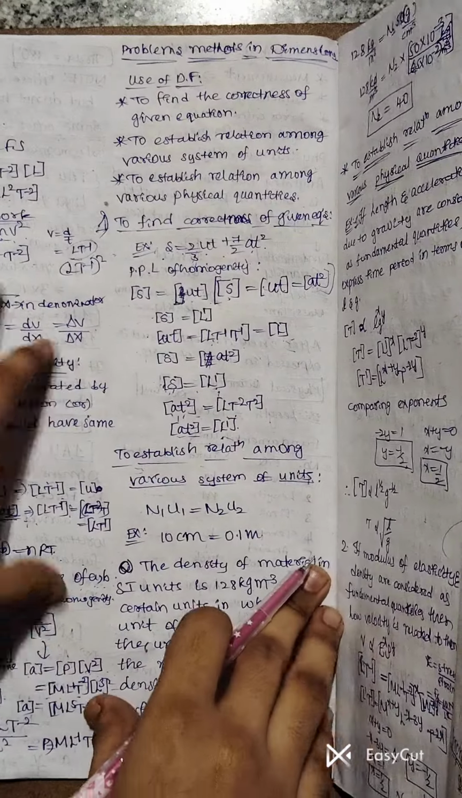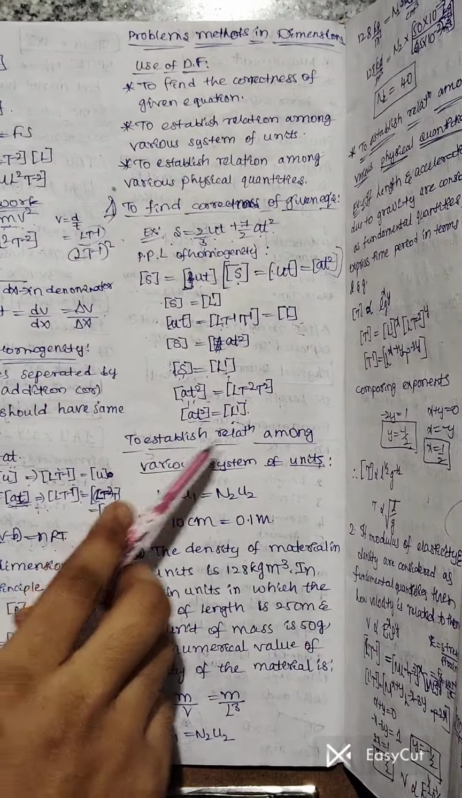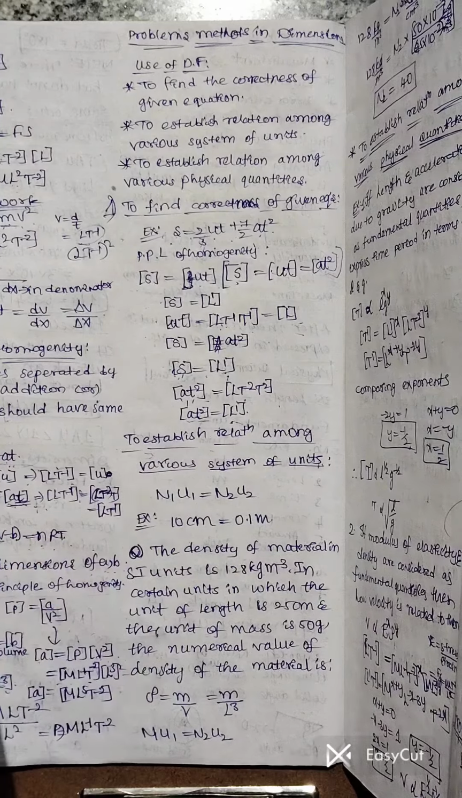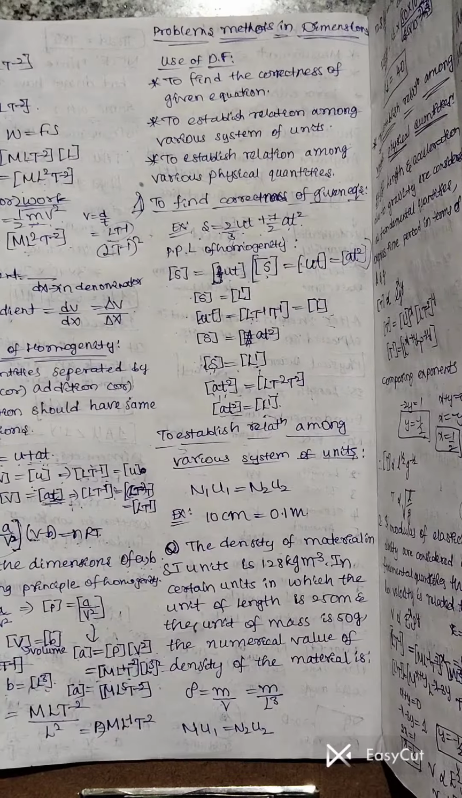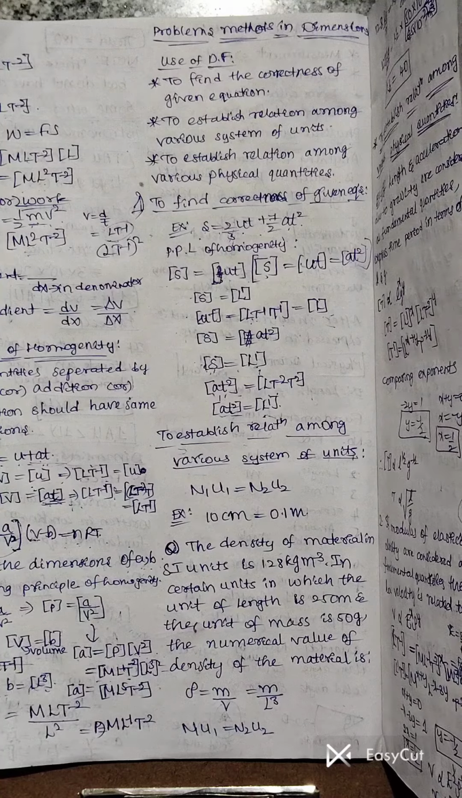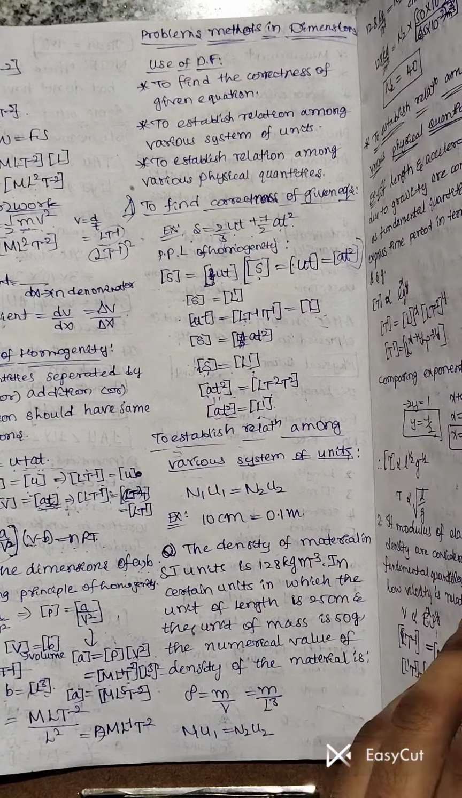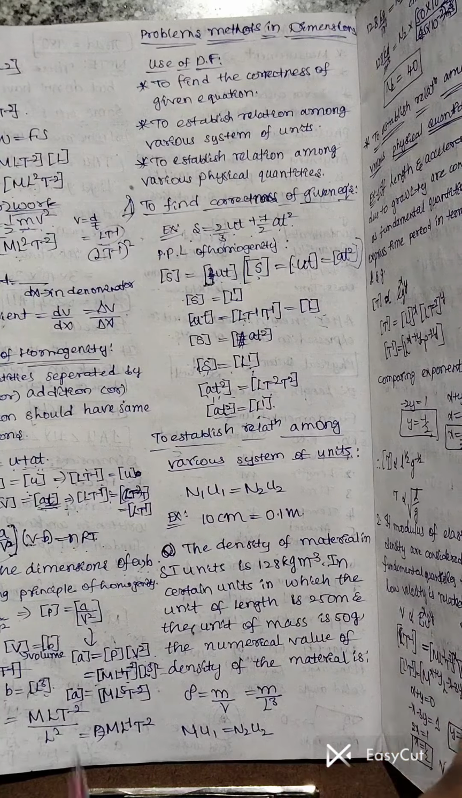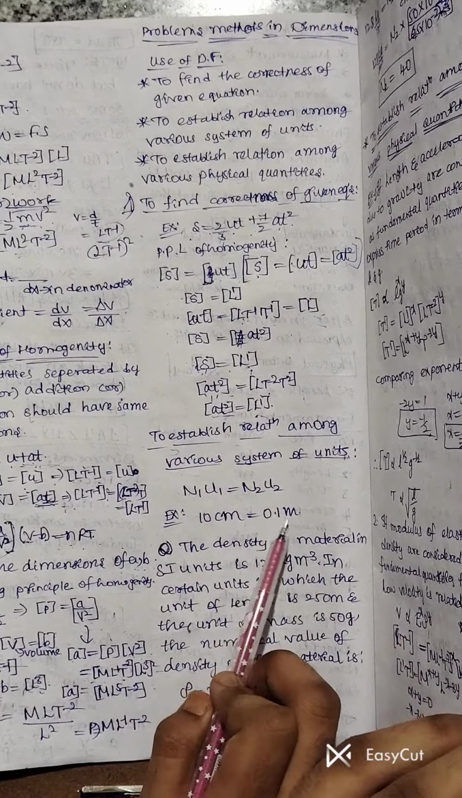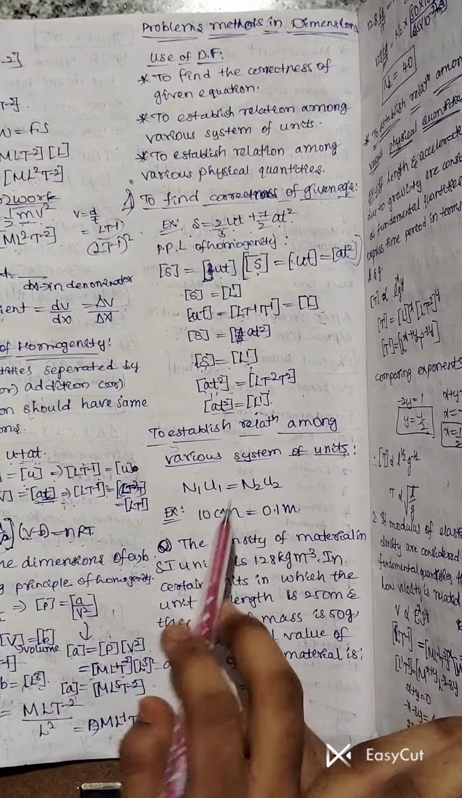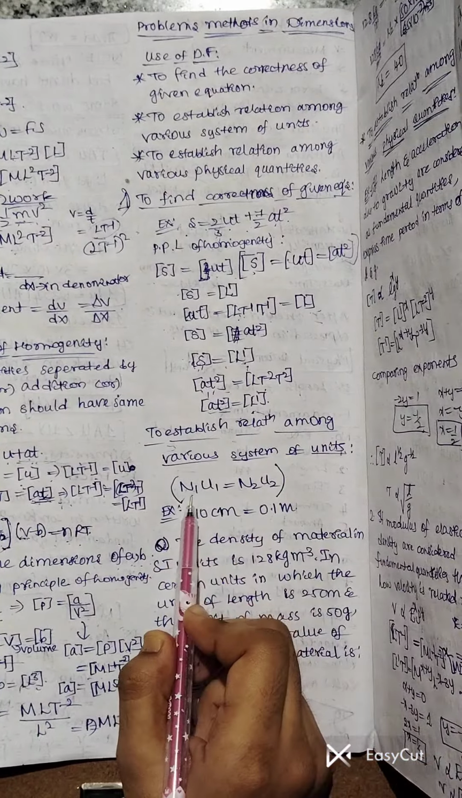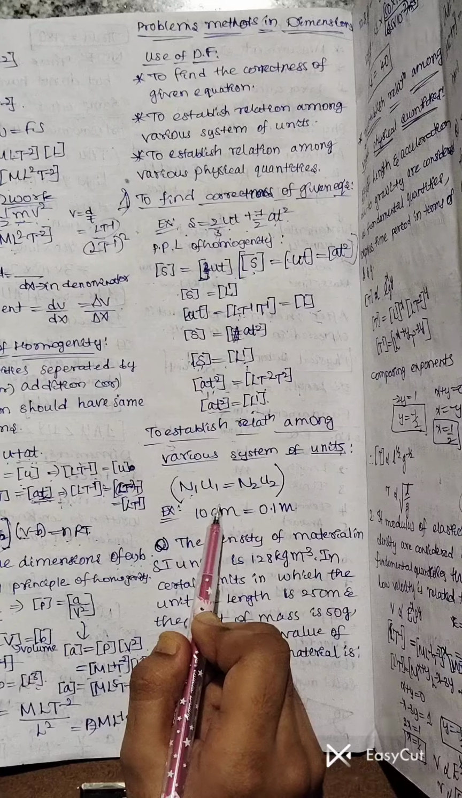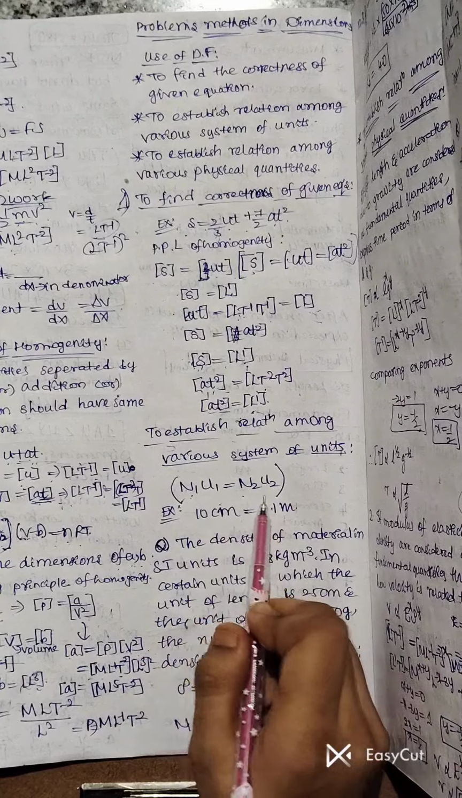Okay. And now to establish relation among various system of units. By using this dimensional formula, we can establish the relation among various system of units. For example, n1u1, for example, we take 10 centimeter, which is equal to 0.1 meter. Here, n1u1 is equal to n2u2. What is n1? It is number. u1, unit. n2, number into unit.